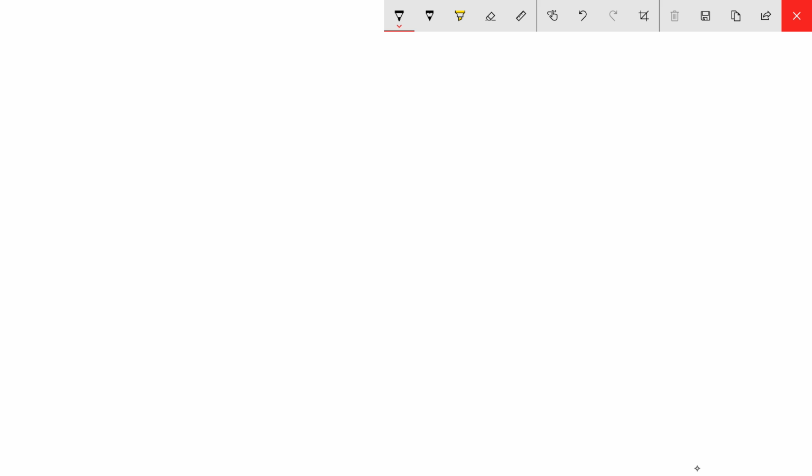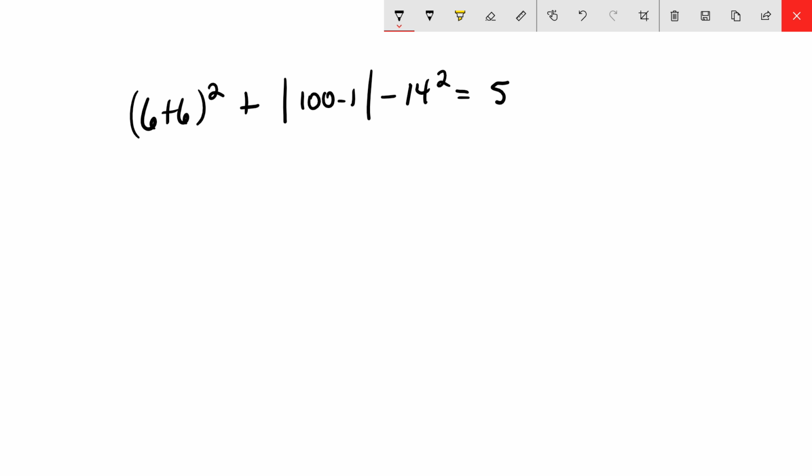All right. Let's say we have 6 plus 6, we're going to square it, plus the absolute value of 100 minus 1, minus 14 squared, equals 5 times 9 plus b.